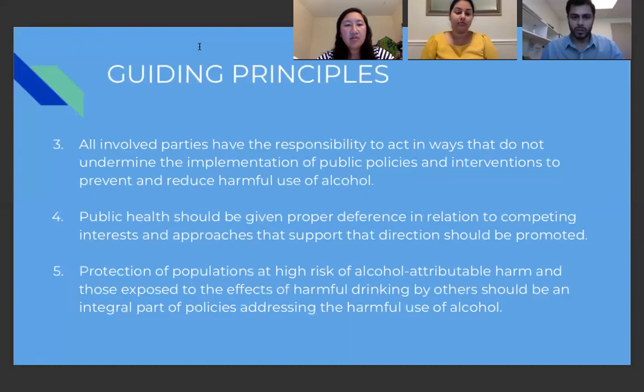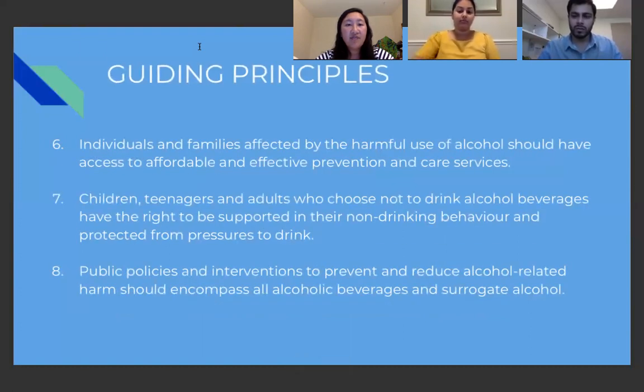4. Public health should be given proper deference in relation to competing interests, and approaches that support that direction should be promoted. 5. Protection of populations at high risk of alcohol attributable harm and those exposed to the effects of harmful drinking by others should be an integral part of policies addressing the harmful use of alcohol.